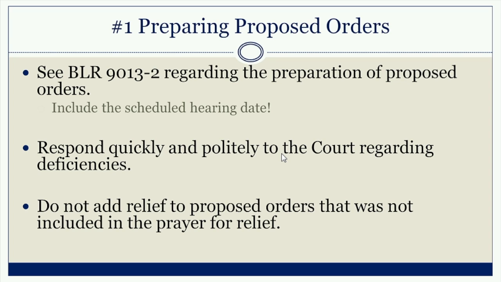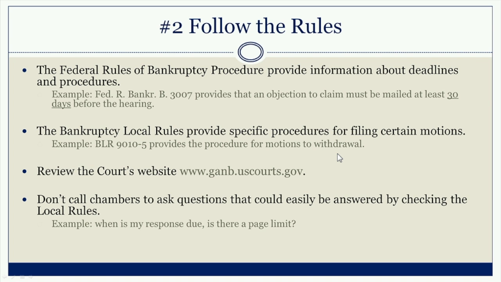Do not add anything in your proposed order that was not originally asked for in the motion. So for example, if you're filing a motion to reopen and the court considers whether it's going to reopen the case, it can only just reopen the case. It's not going to reopen the case and grant a lien strip or something else. Really be careful that when you file a motion, your prayer for relief includes the request for all the relief that you are seeking. So those are things specifically about making proposed orders.